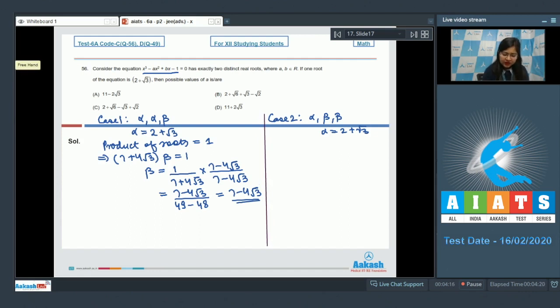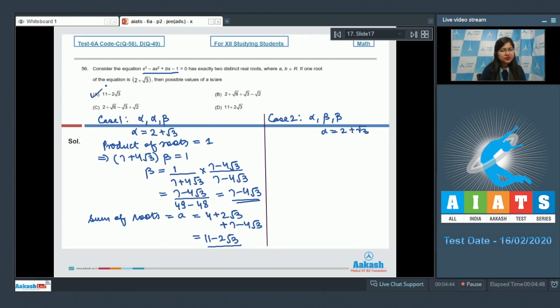Now we need possible values of a, that is sum of roots is equal to a. So sum of roots is equal to a is equal to 2 alpha plus beta, that is 4 plus 2 root 3 plus 7 minus 4 root 3, that is 11 minus 2 root 3, that is given in option number A. So this is correct.